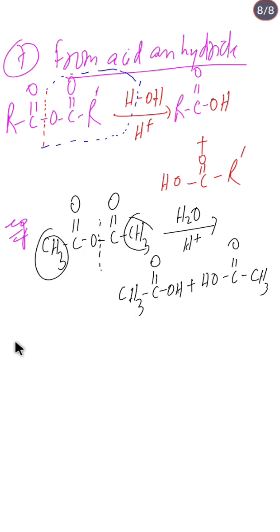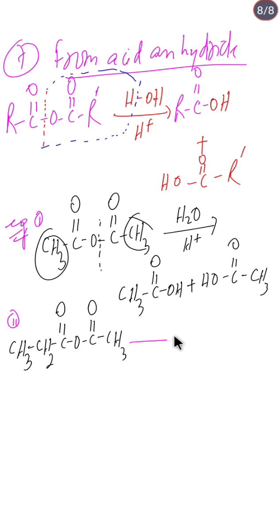So I can take an unsymmetrical anhydride here like this. This is now an unsymmetrical anhydride. This is the first example, this is the second example. So if it is reacted with water, then which bond will be broken? That is the question here. Either this bond will be broken or this bond will be broken.